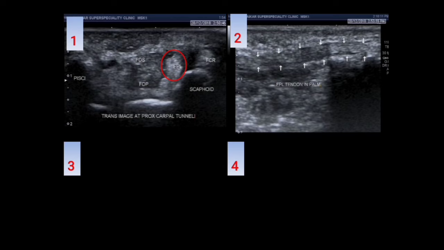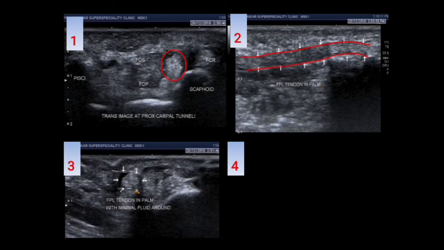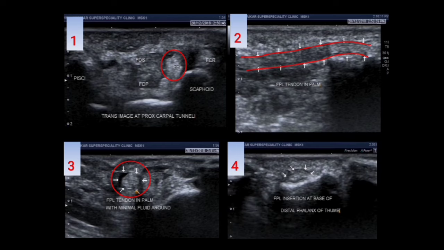This is the image of Flexor Pollicis Longus tendon in the palm. Longitudinal image nicely showing the tendon. This is the axial image of FPL tendon in the palm. Some minimal fluid was seen within the tendon sheath. And this is the FPL insertion at the base of distal phalanx of left thumb, which also looked pretty normal without any evidence of avulsion or tear.